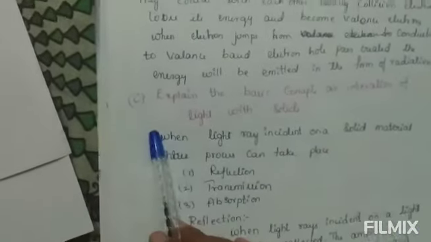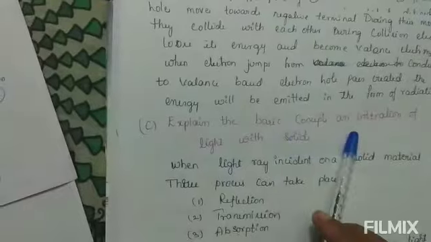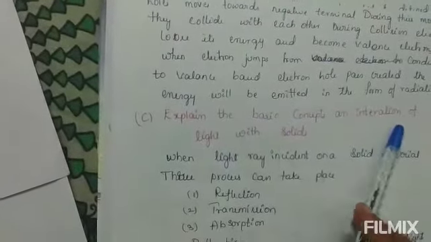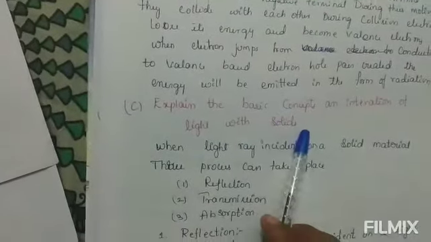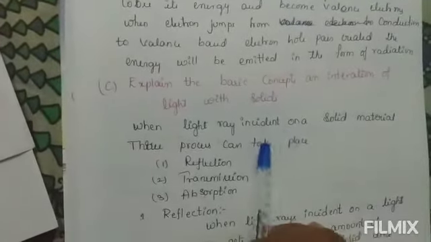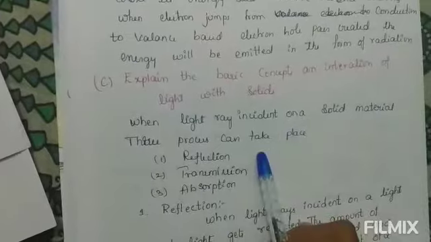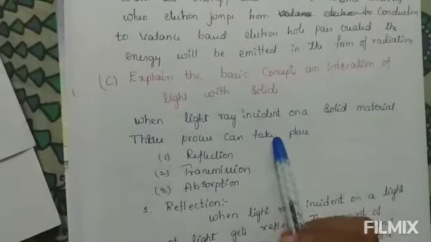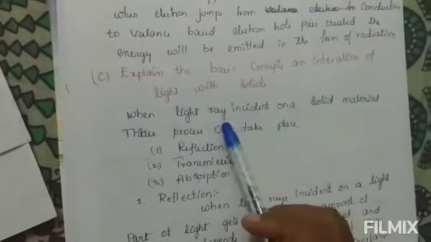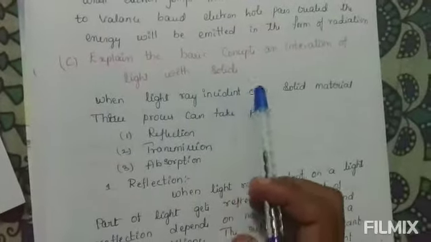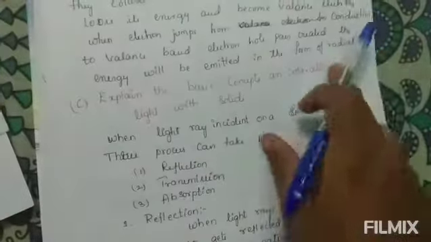The third question will be: explain the basic concept of interaction of light with a solid. This question will carry 5 marks. The whole first question will carry 12 marks: the first one 3 marks, 4 marks and 5 marks. Explain the basic concepts of the interaction of light with a solid.